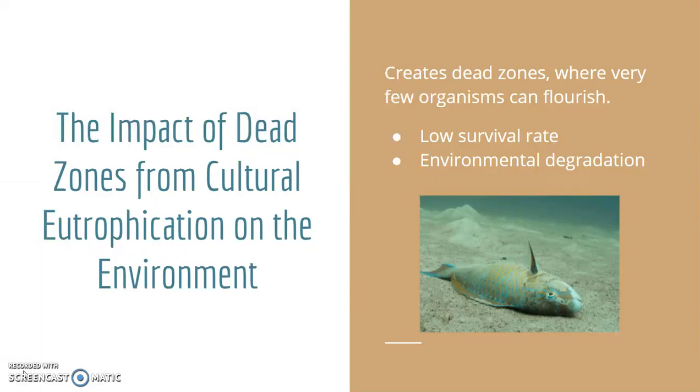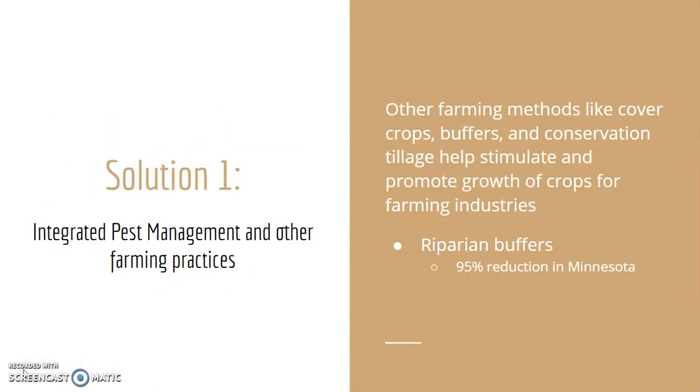However, finding an unflawed solution for the problem is not as simple. You're probably wondering what we can do to fix this spreading issue. The first solution that our group thought was plausible was integrated pest management, or IPM, along with other farming practices.